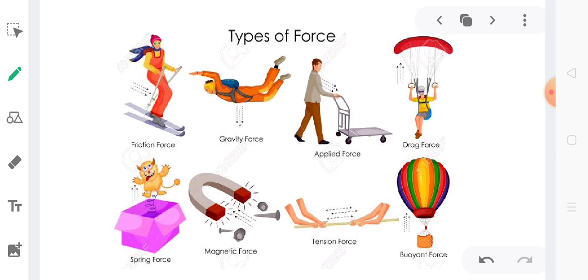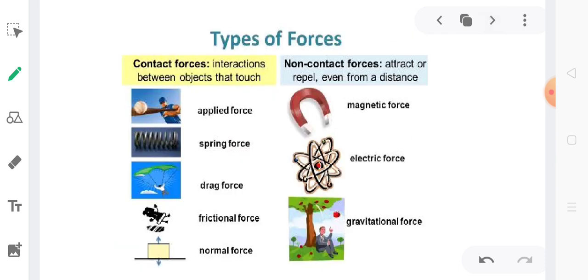So based upon whether there is a direct physical contact between the two interacting objects or not, we can classify forces as contact forces and non-contact forces. Now this you have studied in the syllabus of class 8. Contact forces were interactions between objects that touch. There is a direct physical contact. So applied force, spring force, drag force, frictional force, and the normal force.